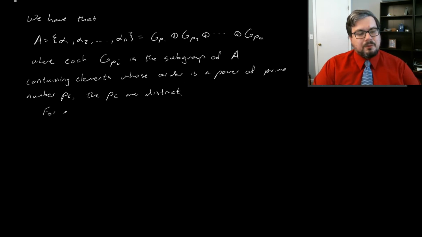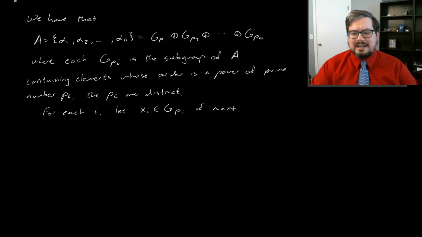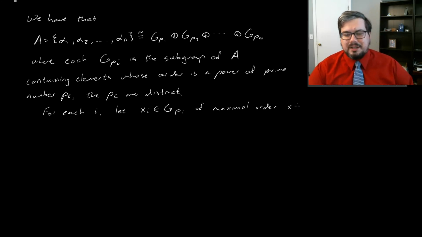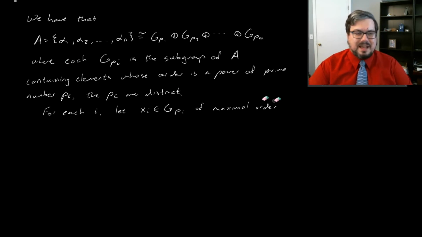So for each i, let's let xi be an element of G_{p_i} of maximal order. Now, each xi has to have an order which is a power of pi. So I should say this is isomorphic. Let's say that this maximal order is pi to the di. It has to be some power of pi.